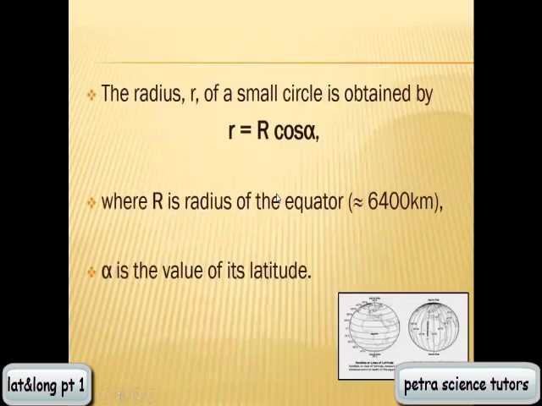Okay, so let's see more. The radius r of a small circle is obtained by this formula, where R is the radius of the equator, approximately 6,400 kilometers. That's the radius of the equator, which is essentially the radius of the Earth also. And this alpha in this formula is the value of its latitude. I will explain this later on in the video.